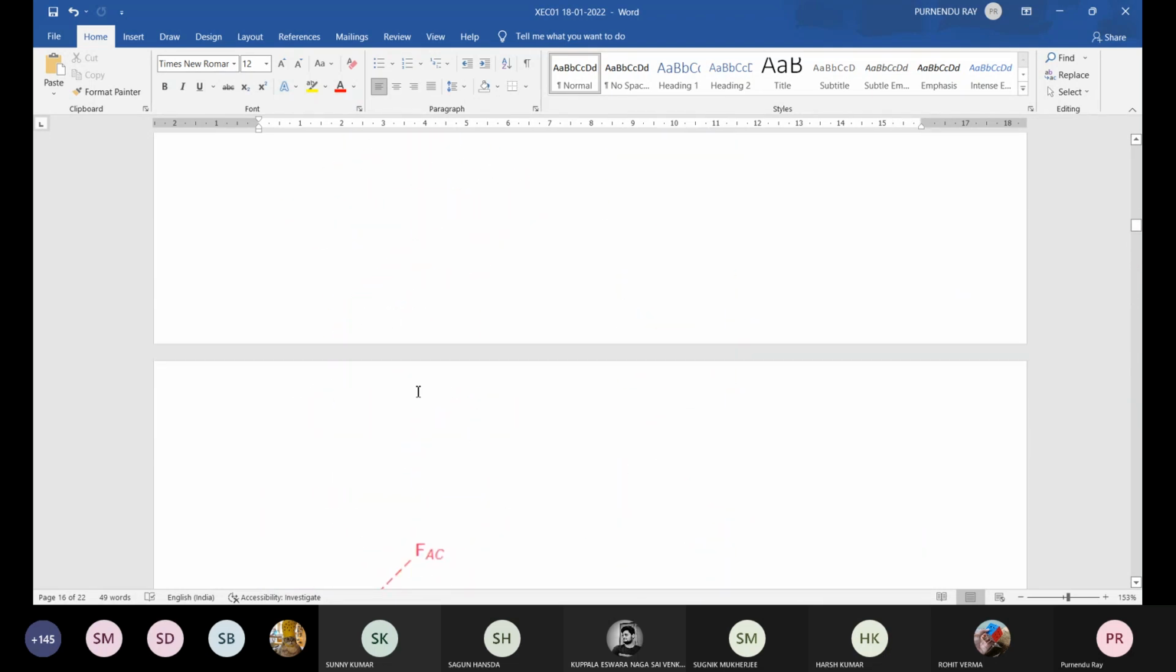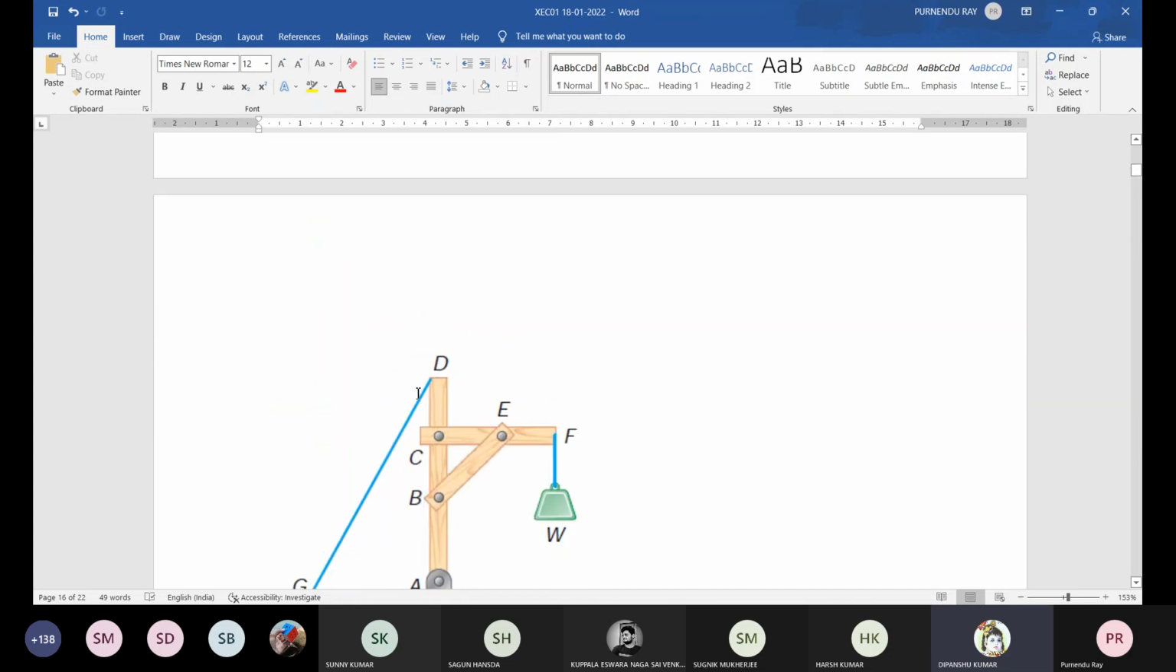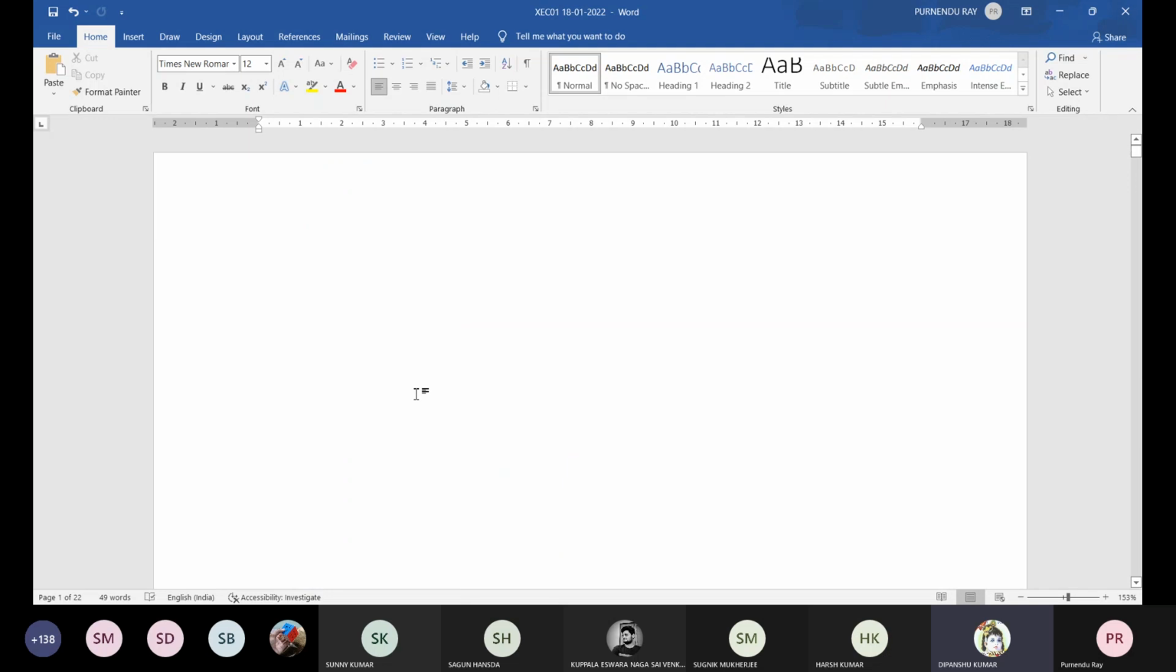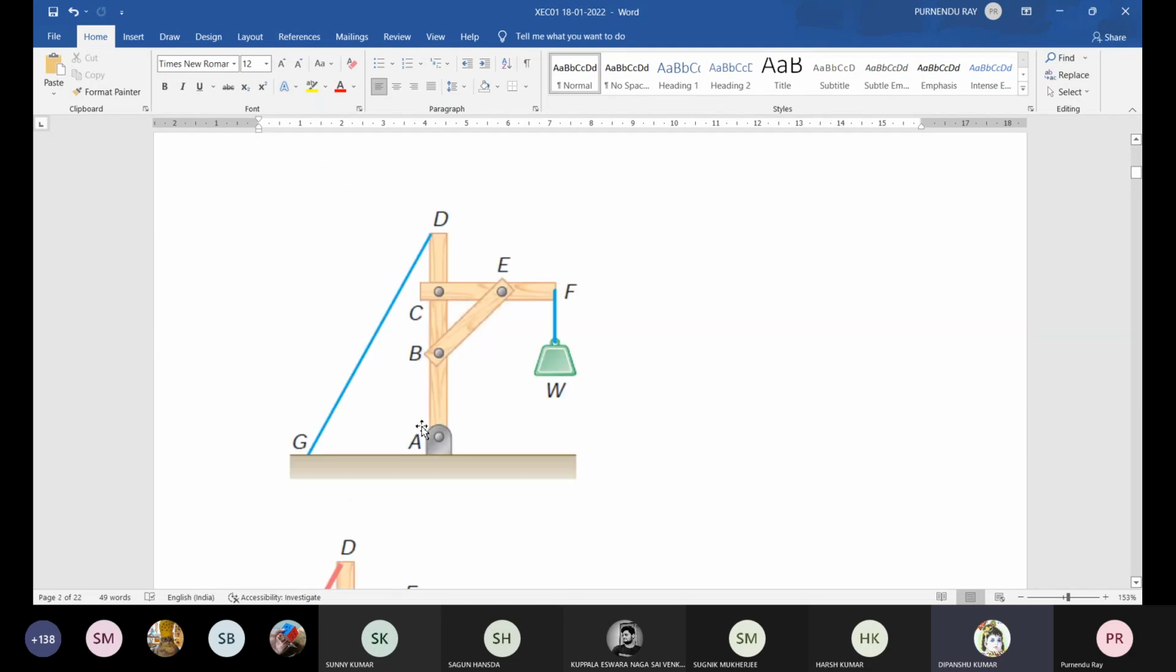Sir, here symmetricity works, sir. Pardon? Symmetric, sir. If the picture is symmetric, sir, then we can just put it.